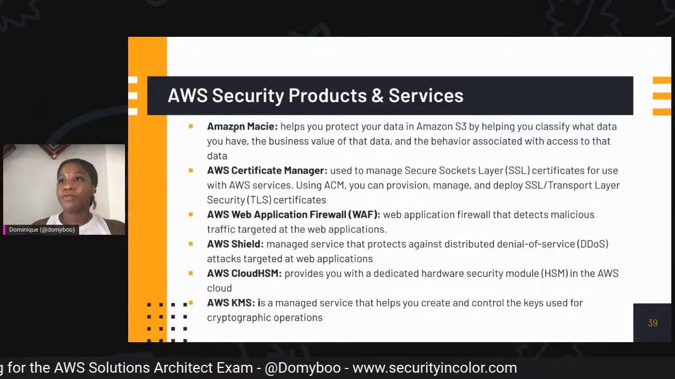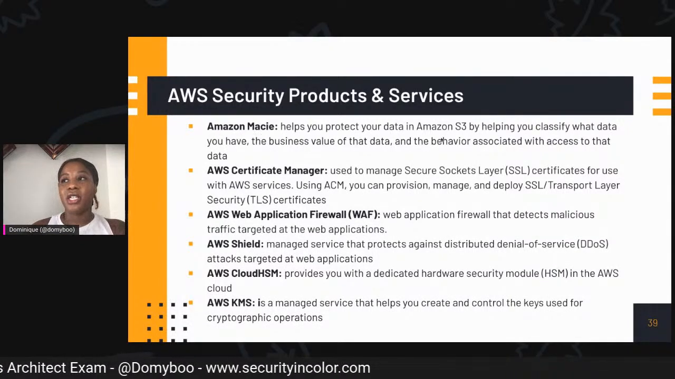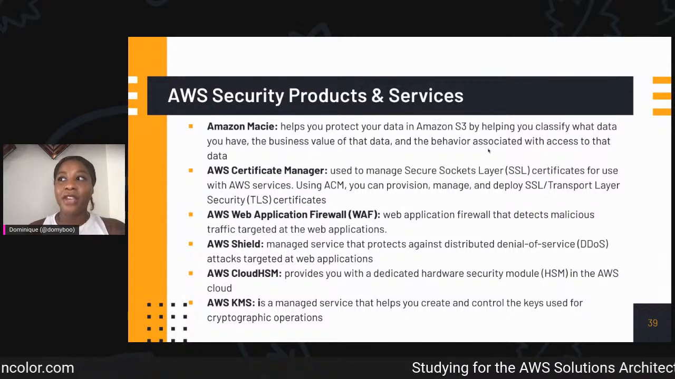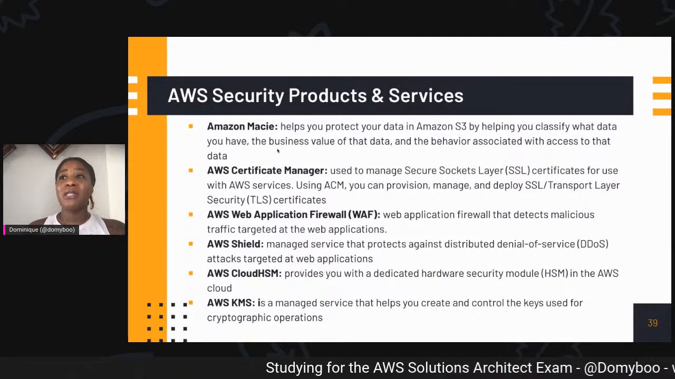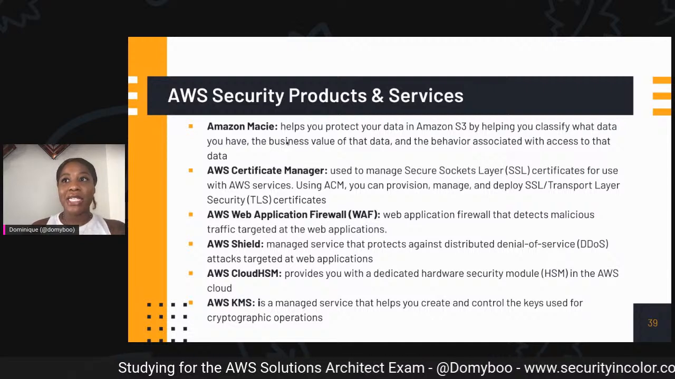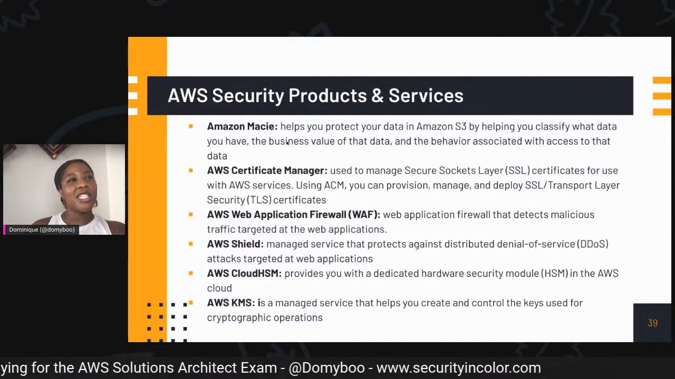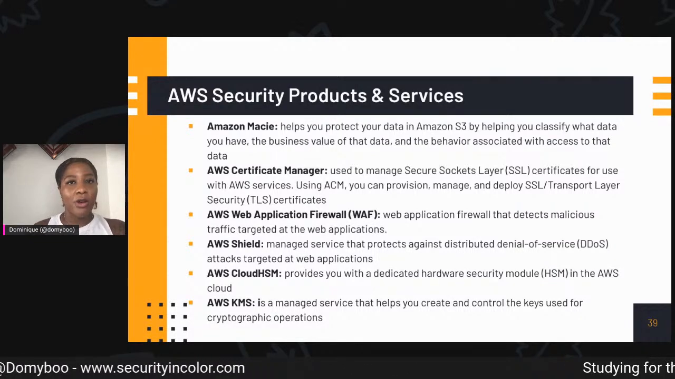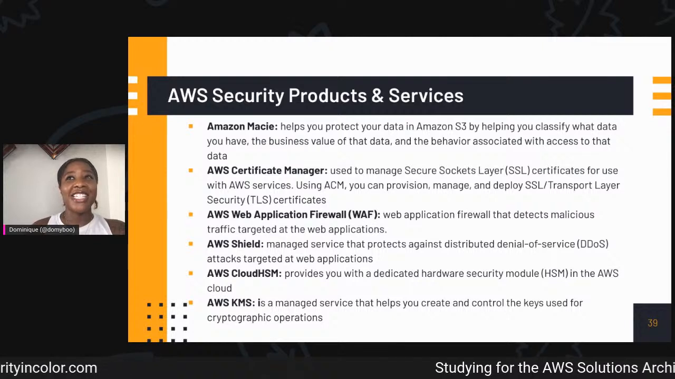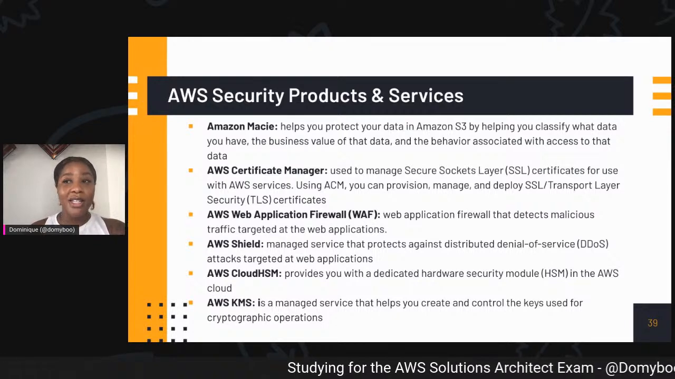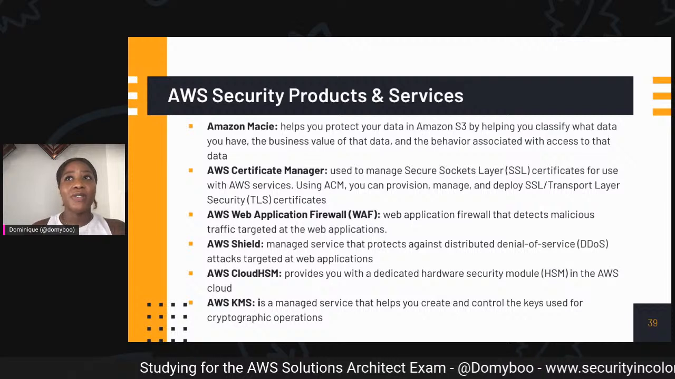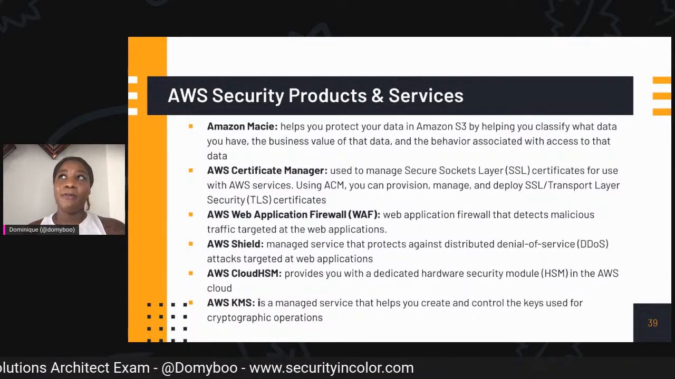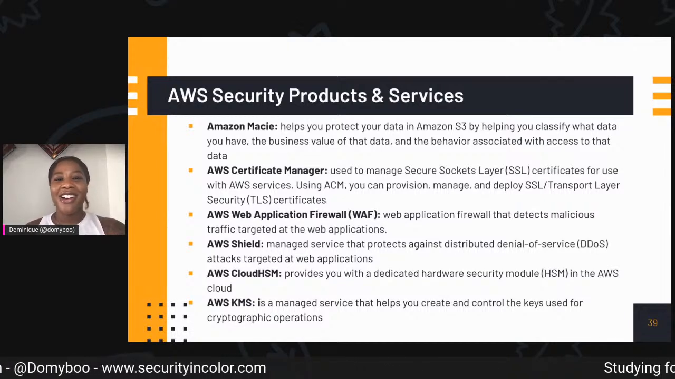Some more products and services: Amazon Macie, which helps protect your data in S3 by helping you classify what data you have, the business value, and the behavior associated with that data, which is especially helpful for organizations who maybe haven't classified data yet, right? Because data classification can be a complicated task. I have been in organizations where I've tried to help do some data classification. And it's hard because you have to work with so many different people, and mind you, they were a small company then.